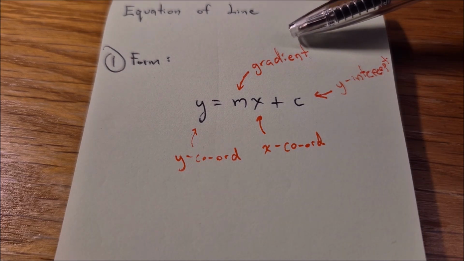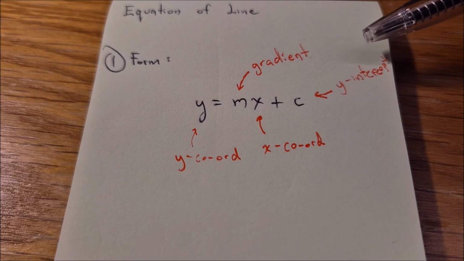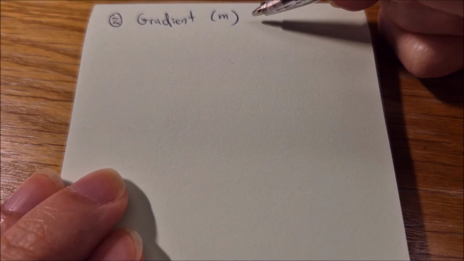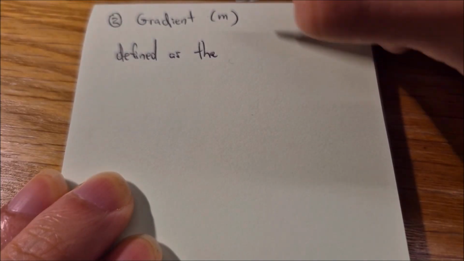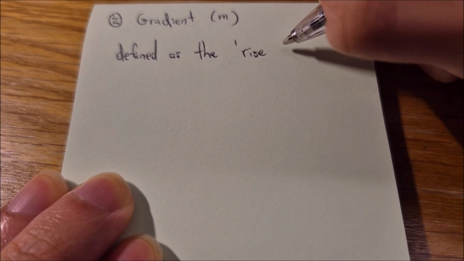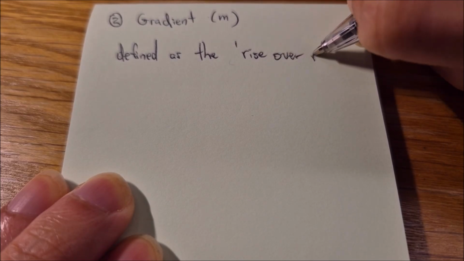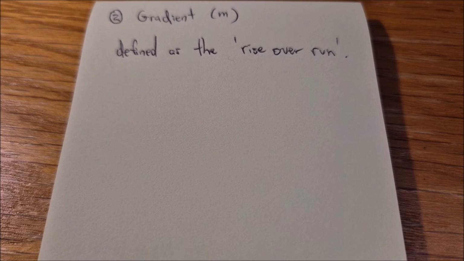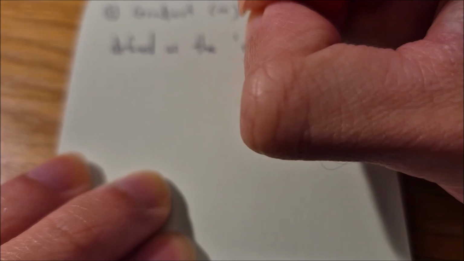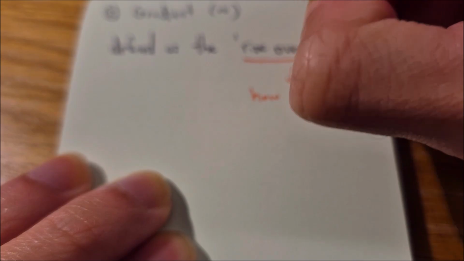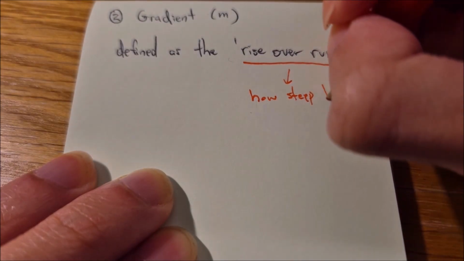We only have m, the gradient, and c, the y-intercept, which are new concepts. Let's go over what the gradient is. The gradient, or m, is simply defined as the rise over run. And what rise over run means is how steep the slope of the line is.